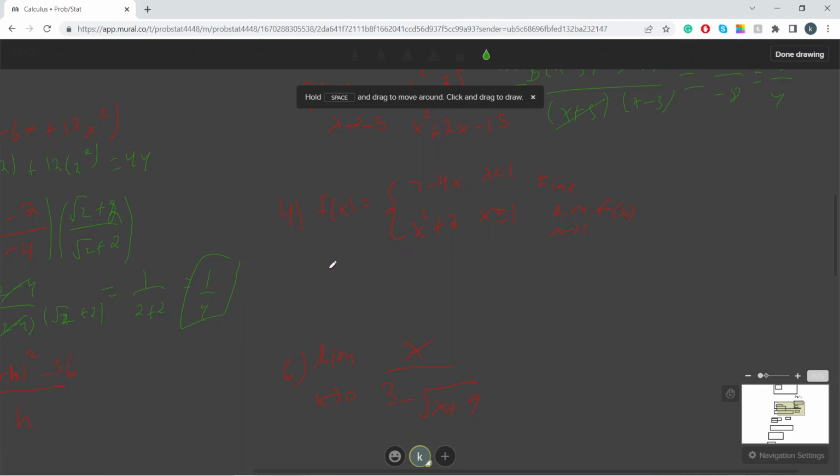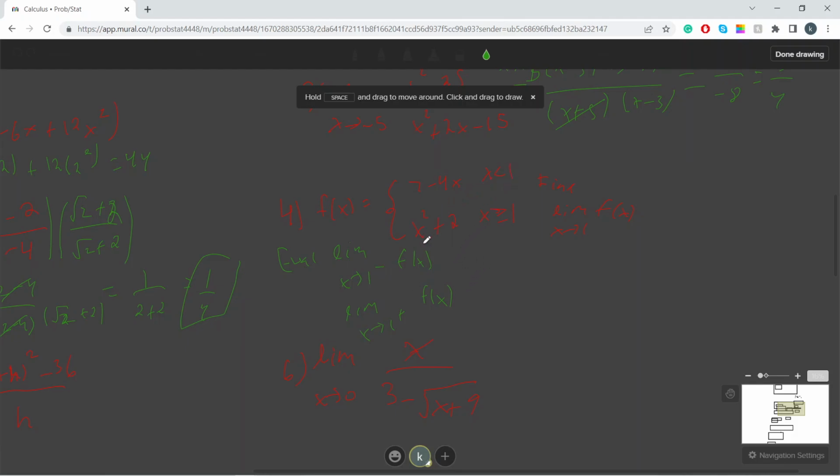Okay, so what do we do in this piecewise function? Well, we see here that x equals 1 is kind of the separator of the two pieces, right? Of the 7 minus 4x piece and the x squared plus 2 piece. So I think what we might want to do is evaluate the limit as x approaches 1 from the left side of f of x. And we also want to find the limit as x approaches 1 from the right-hand side of f of x. And the limit is said to exist when the limit as x approaches 1 from the left-hand side of f of x agrees with the limit as x approaches 1 from the right-hand side of f of x.